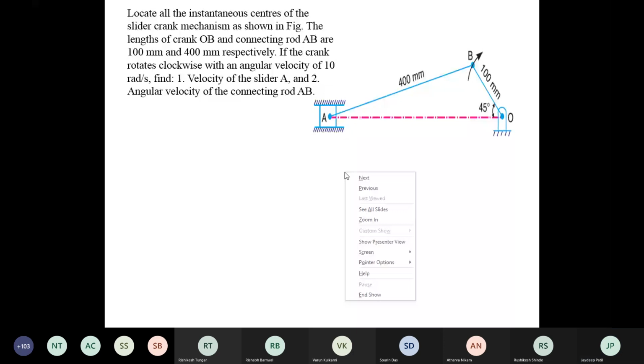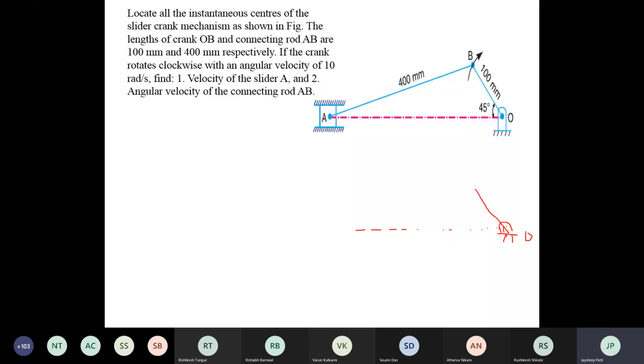Have you drawn this problem or not? Okay, I will explain how to draw this again. First of all, you have to draw a horizontal dotted line. Now take a point O anywhere on this line, which is fixed. Next, at an angle of 45 degrees, you have to draw OB. And next, you can find out the point A.